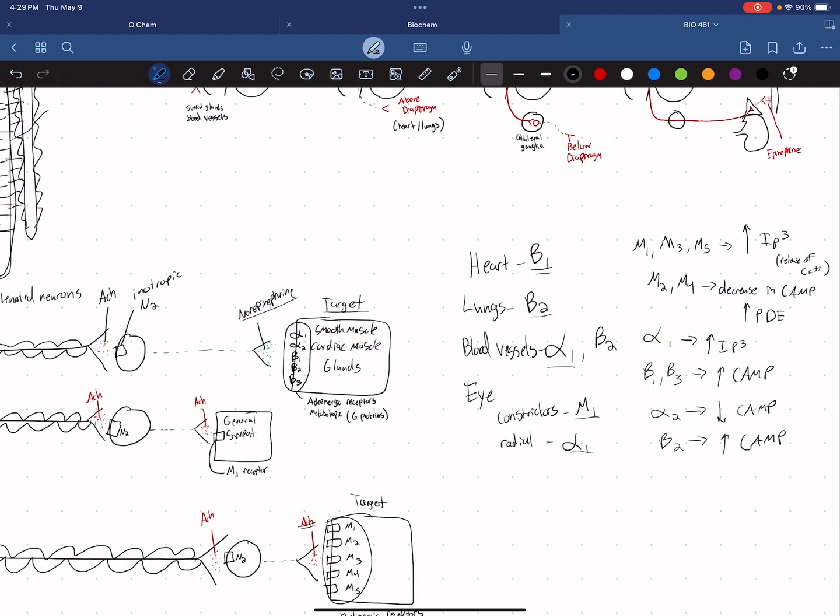So kind of a general rule for these receptors and what they do is that we know that the even numbered receptors are inhibitory and the odd numbered receptors are excitatory.